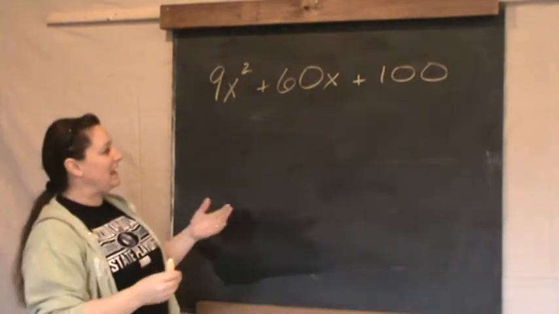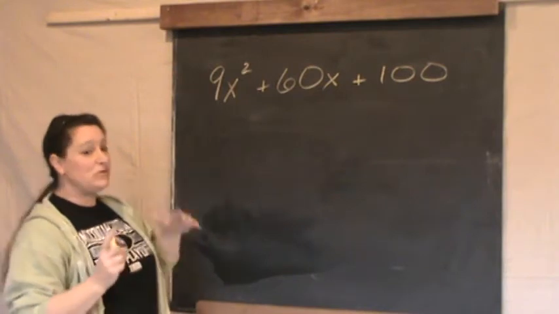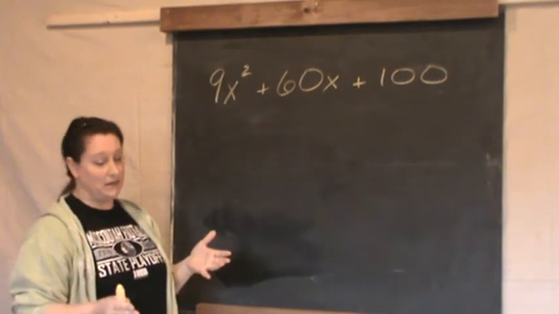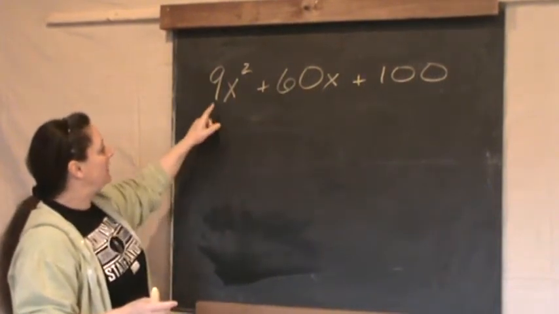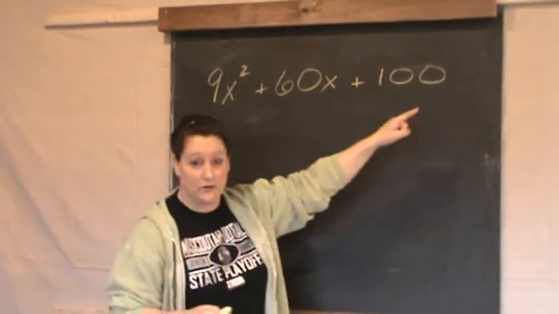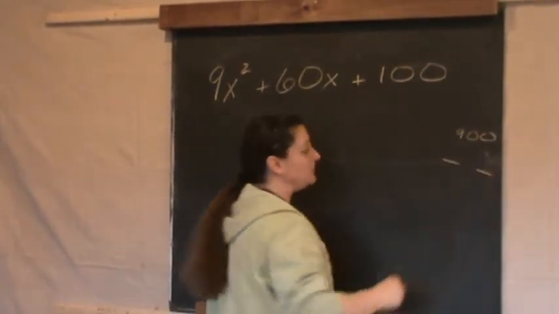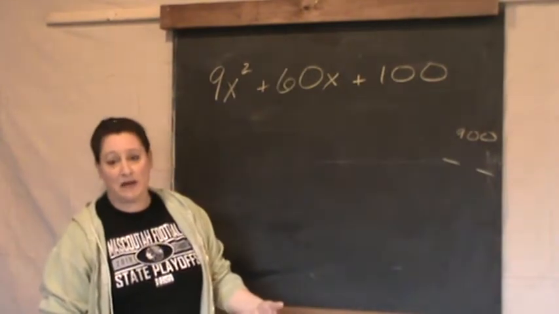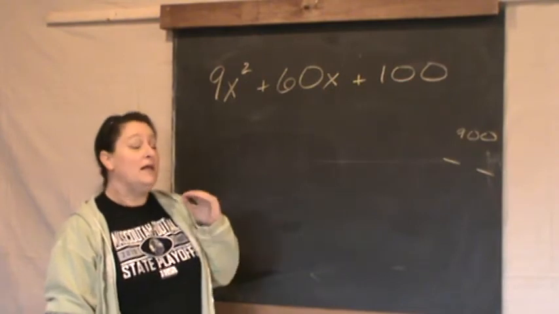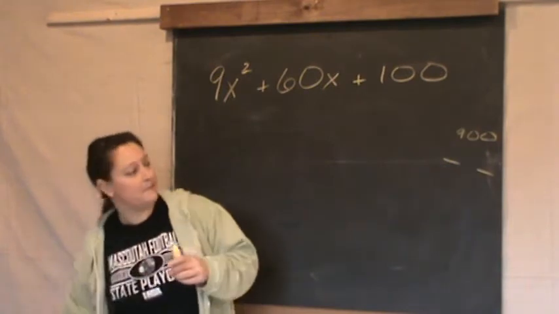So it kind of looks like our normal trinomials. And when we factored these, we always look for a GCF first. 9, 60, and 100 don't have anything in common. If we took the approach that we've normally taken, and we do 9 times 100, and we write 900 on the side, and then we say, what two numbers can I multiply together to get 900 and add together to get 60? There's going to be a lot of options. This would work, but I need you to recognize something else about this problem.